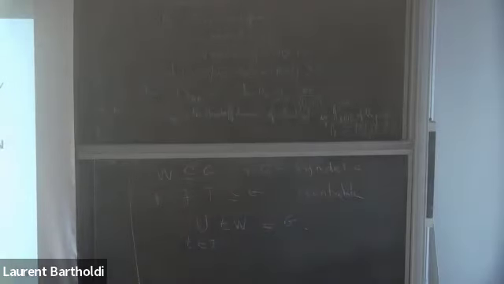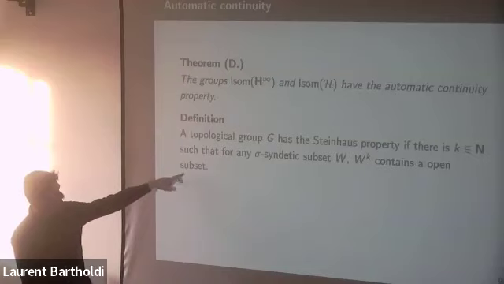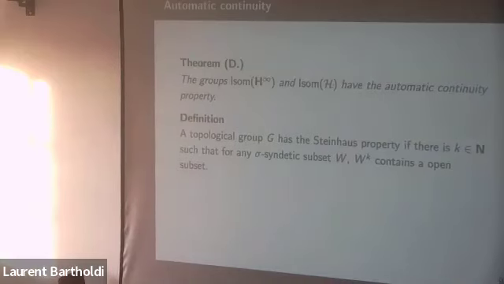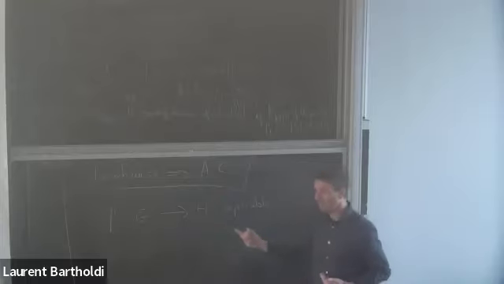You can cover G with countably many translates of W. Maybe I should say why this property implies automatic continuity. You have a map from a Polish group to another group, and you want to show that this map is continuous.